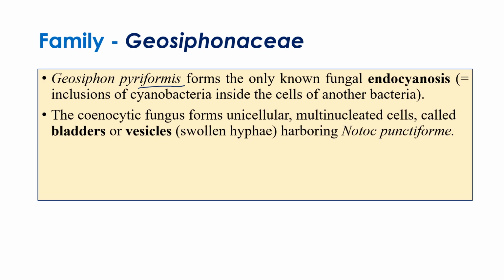Another thing about Geosiphonaceae, a very important point, is that they produce bladders, which we can also call vesicles, some kind of swollen structures. This is mainly helpful to harbor the Nostoc.